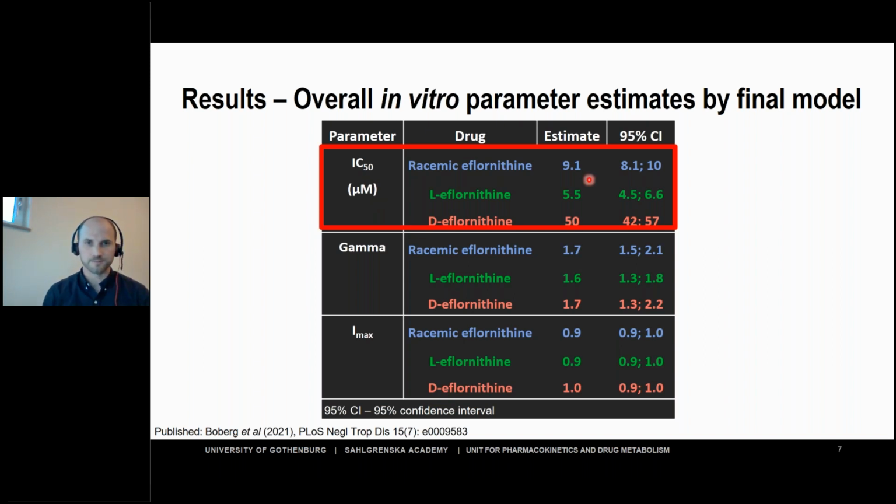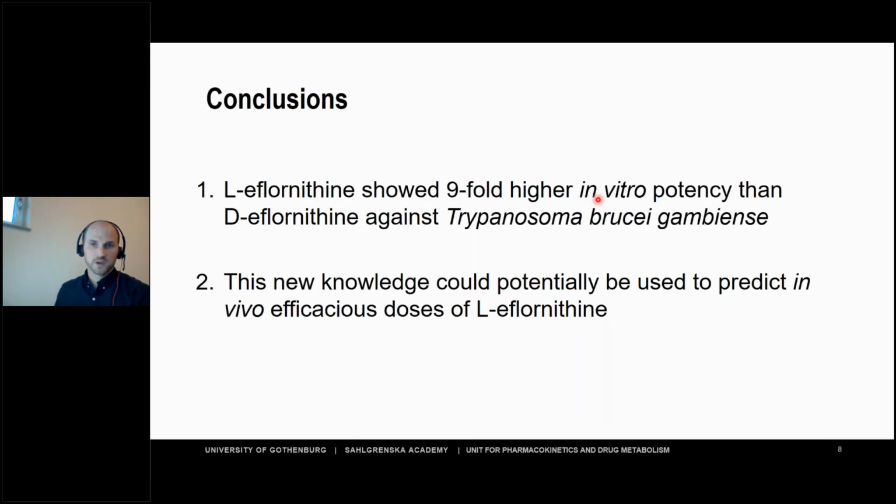And if you compare with D-eflornithine, then you need 50 micromolar compared to the 5.5. So we concluded from this work that L-eflornithine is much more potent. If you compare the absolute numbers, we have a 9-fold higher in vitro potency for L-eflornithine. And the good thing here is that now we can use the data and this new knowledge to predict in vivo efficacious doses if we would go for an L-eflornithine treatment.